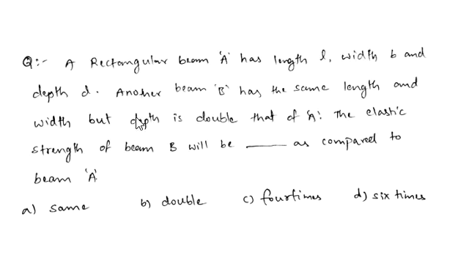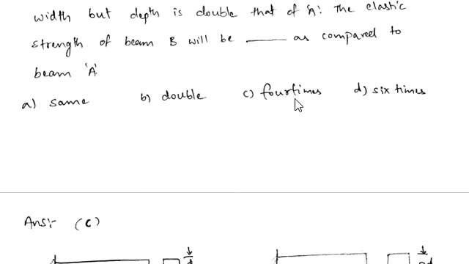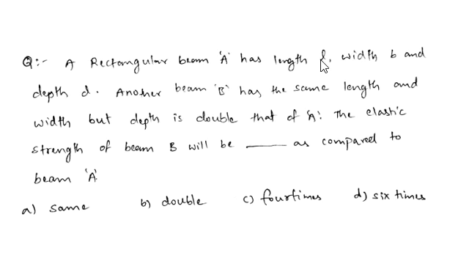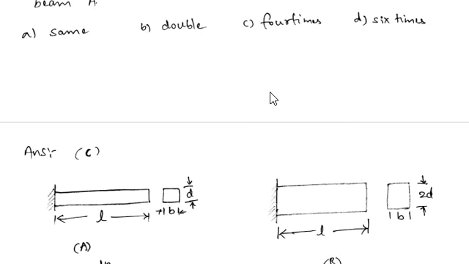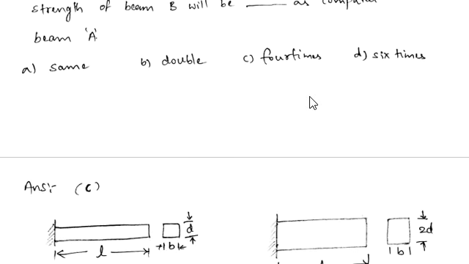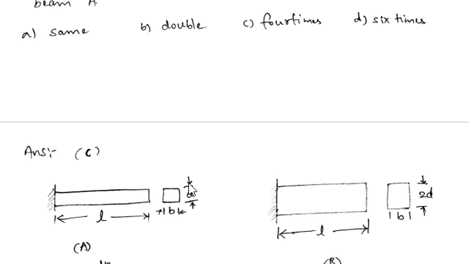So when you see here, two beams are given, suppose rectangular beams. I'm taking a cantilever beam, for example, for our explanation. Lengths are the same and width is also the same, but depth is doubled that of A. So take L as the length, B as the width, and D as the depth of beam A, and for beam B, length will be the same, width will be the same, but depth is doubled. Means if for A it is D, for B it is 2D.